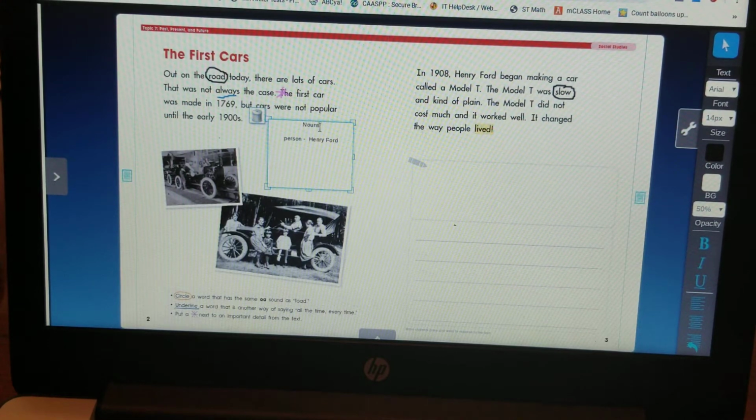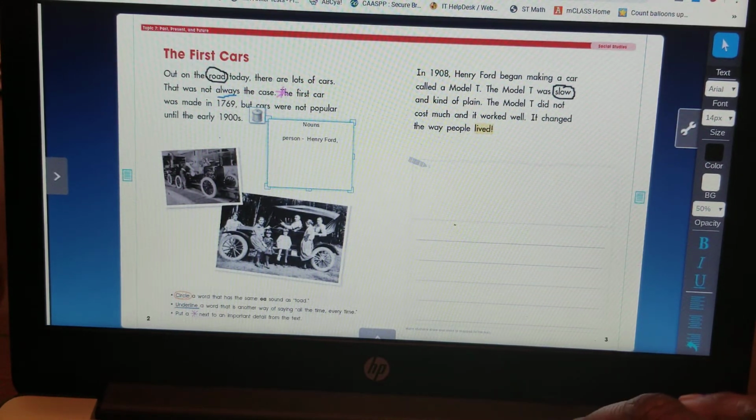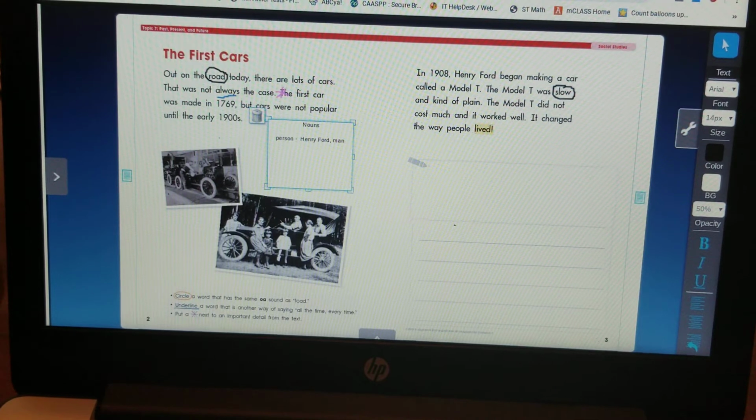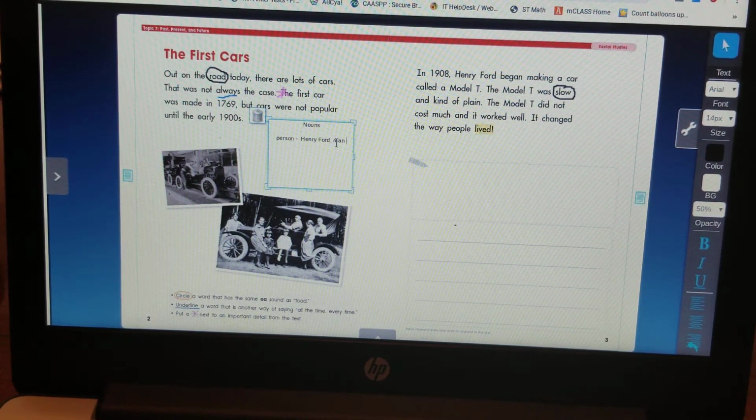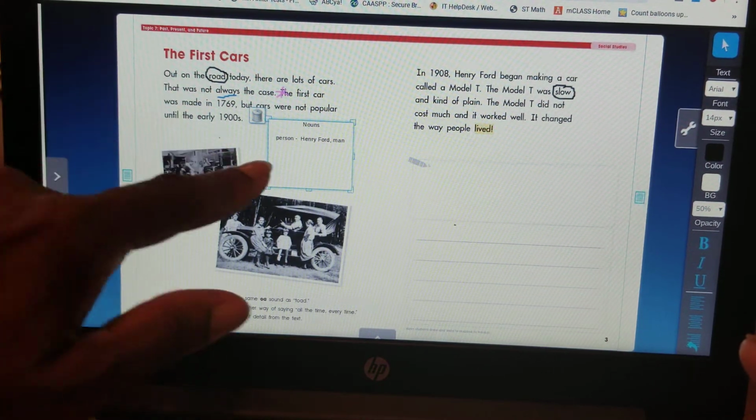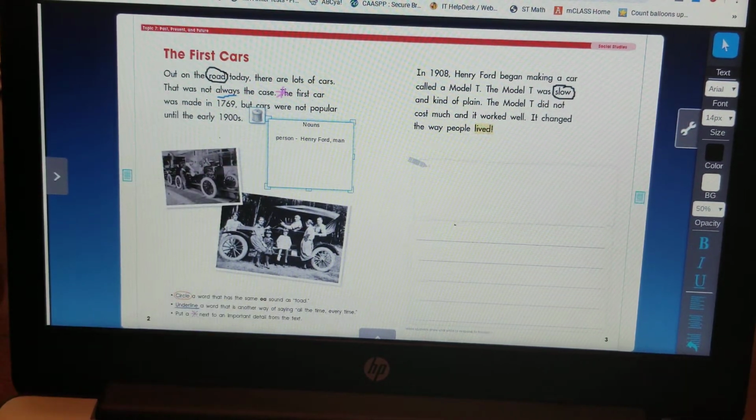So we have our noun list going. Nouns can be a person, like Henry Ford. We know that he's a man, so that's also a type of person. His name is what we're going to be calling a proper noun, and we're going to do more of that tomorrow or in the next lesson. But I just want you to know that it can be the actual name of a person or just the type of person, like man.